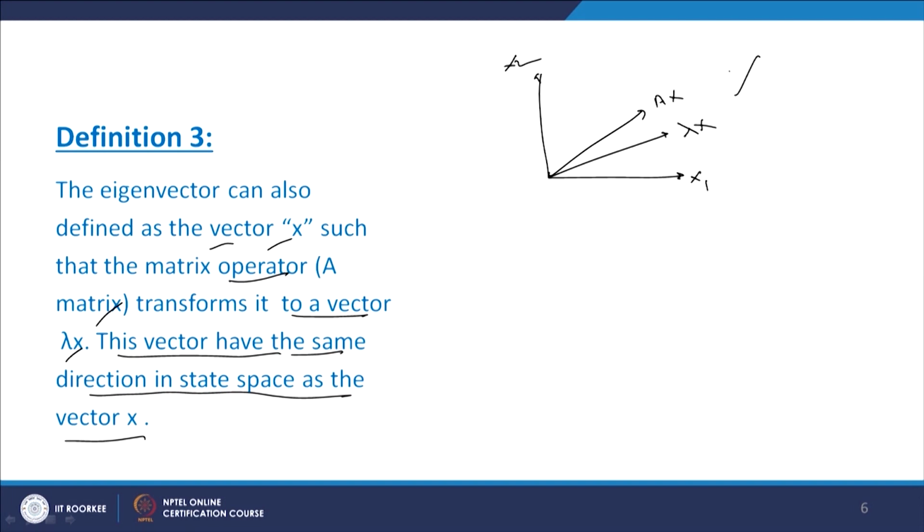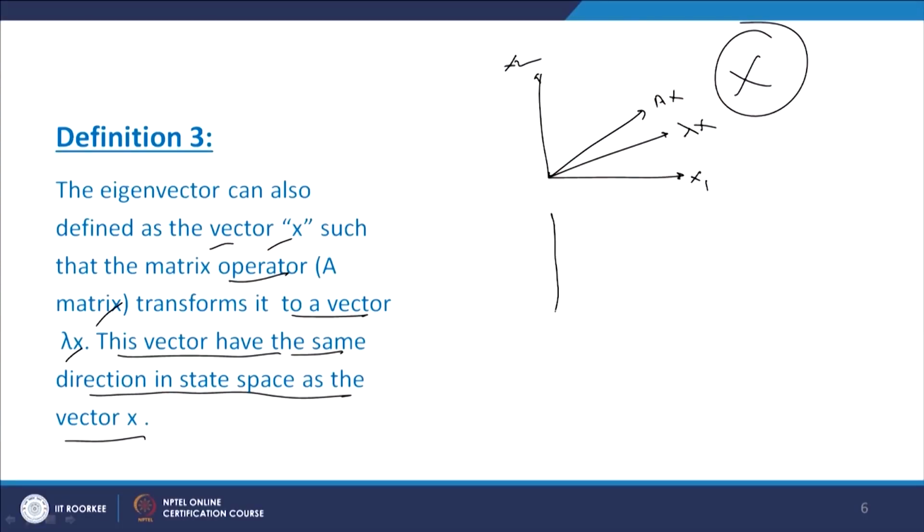So this is not valid. That is, this Ax and lambda x must be in the same direction. So here I am showing it again. Here x1, x2, now here I am showing Ax and I can say it is lambda x. Then this is called an eigenvector, this is correct.